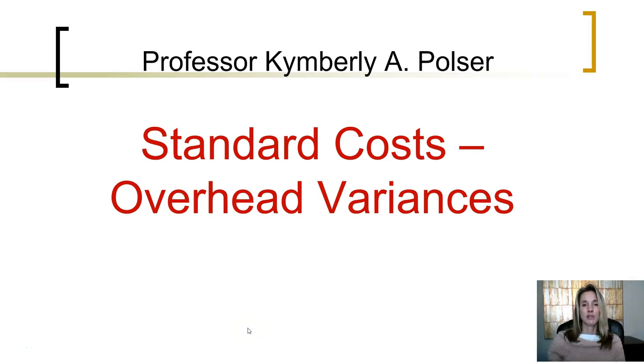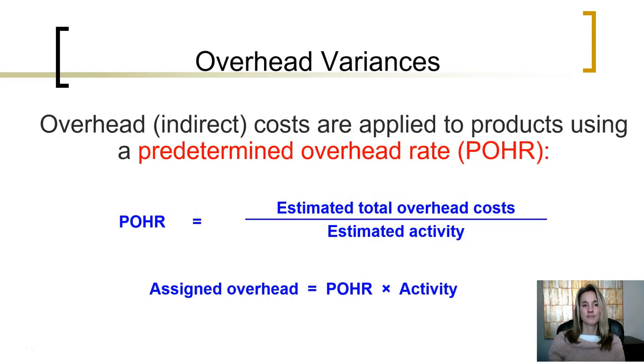In this segment, we will look at overhead variances from standards. Overhead, our indirect costs, are applied to products using a predetermined overhead rate. To calculate that predetermined overhead rate, we take the total estimated overhead costs and divide by some estimated activity. When we actually assign the overhead, we use that predetermined overhead rate, which is entirely based on estimates, and multiply by the actual activity.